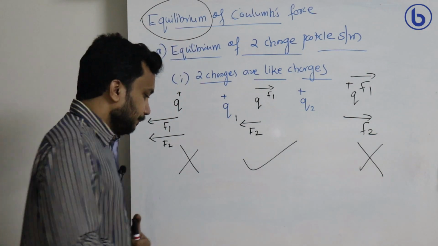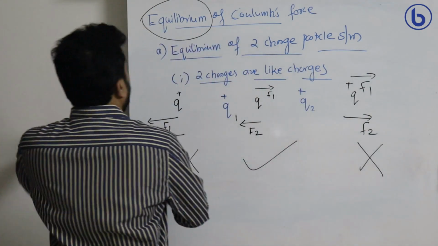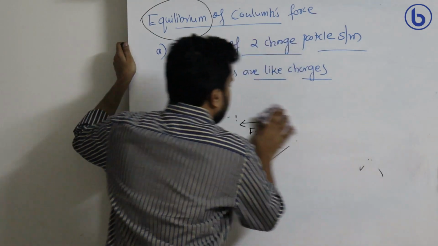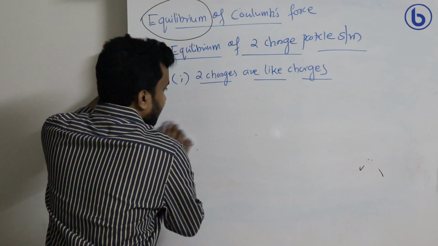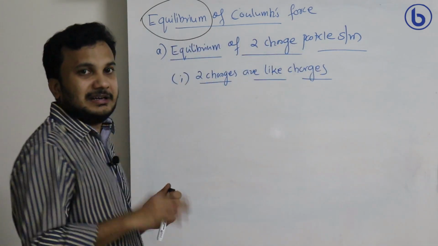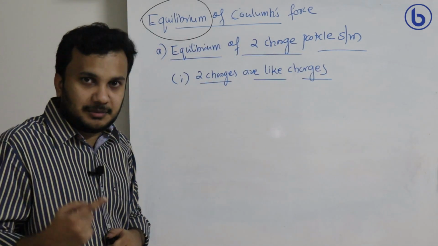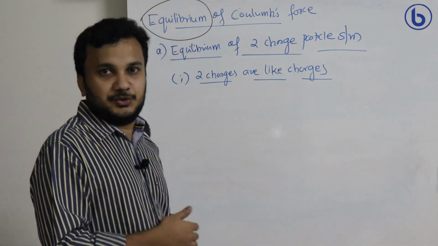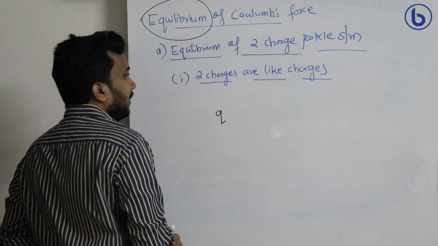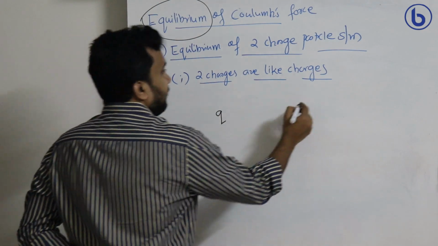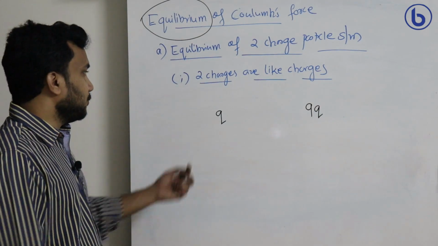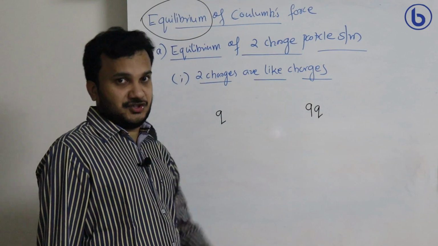Okay, so let's clean the board and we'll see. I'll keep the heading here. Now I told the concepts, right? In order to have an equilibrium state, the charge should be between the two charges. Let's take an example. Based on the example, I will try to solve. Suppose I have one charge called Q, and I have another charge called 9Q. One is a smaller charge, another one is a bigger charge.